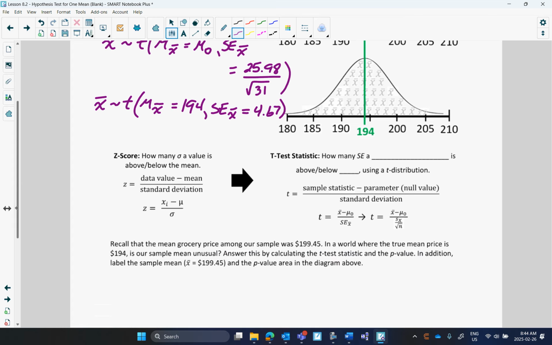So to find the number of standard deviations, remember when we did proportions, we did z-scores. The number of standard deviations is always the data value minus the mean divided by the standard deviation. We learned this back then. But instead of a z-test statistic, which we do for proportions, we're going to do a t-test because we're dealing with a t-distribution, which represents how many standard errors a sample mean, on average, is away from the null mean, 194.